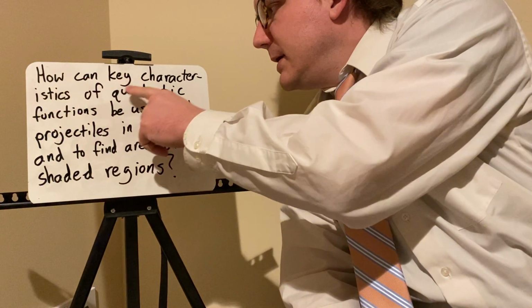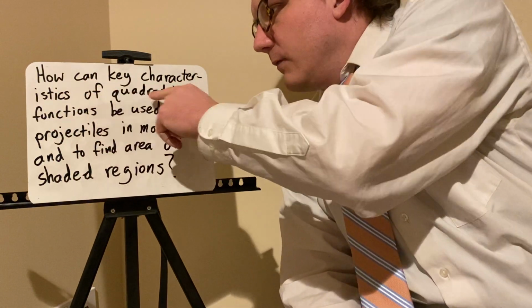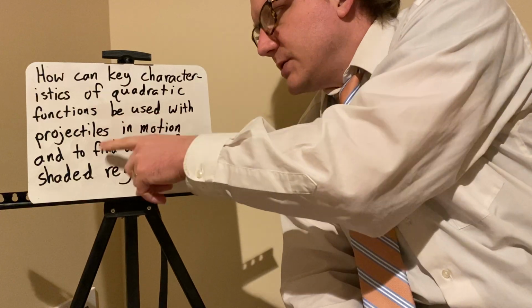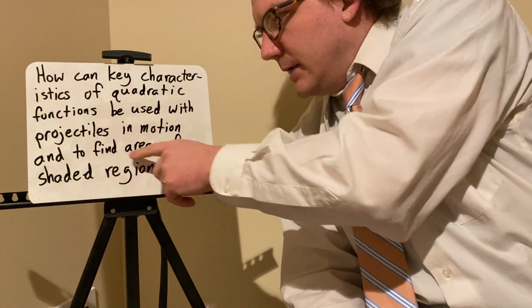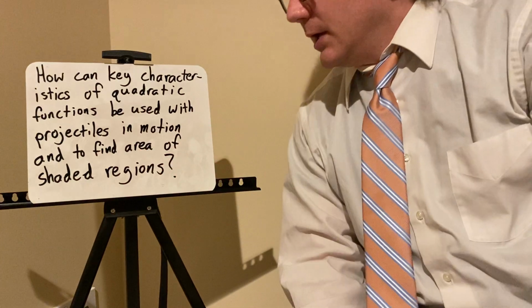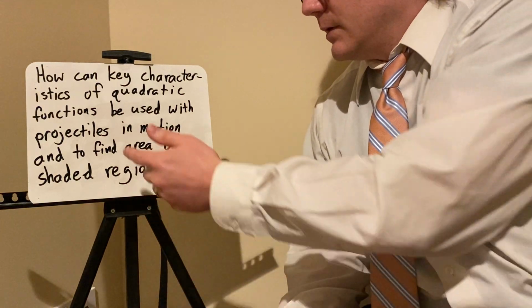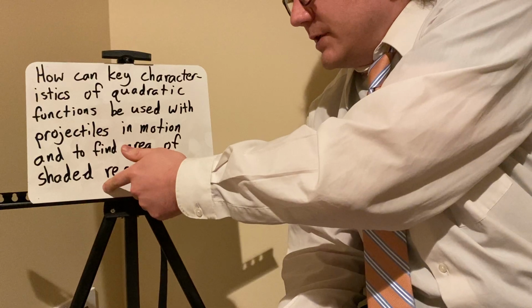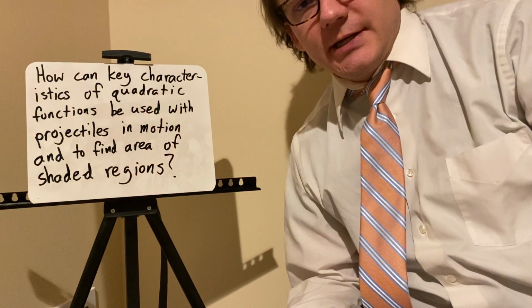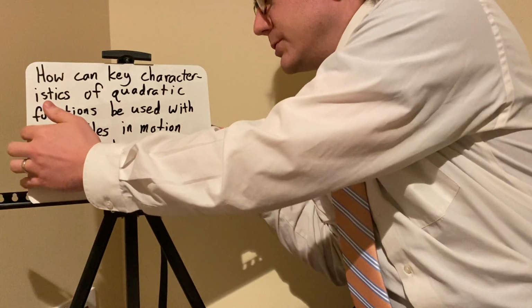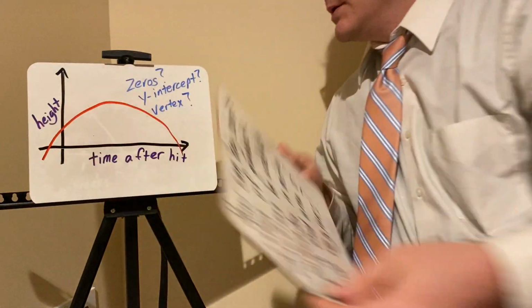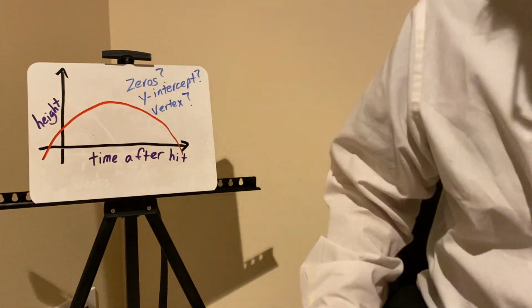How can key characteristics of quadratic functions be used with projectiles in motion and to find area of shaded regions? We'll go over areas of shaded regions at the end. Projectiles in motion, that's like throwing something. So like, woo! Projectile in motion. Okay? So, for example, here's the first example.